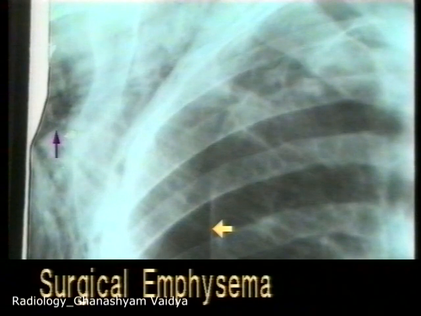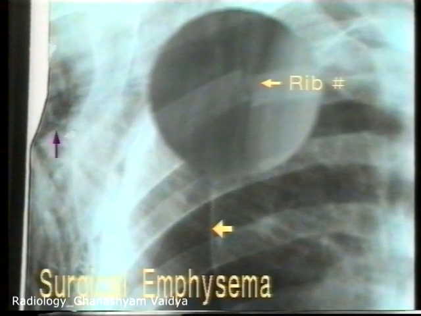The black arrow shows the air delineating the subcutaneous tissues and the muscles. And the white arrow marks the lung border, lateral to which is the radiolucent shadow of pneumothorax. Now a careful inspection of all the ribs will reveal a rib fracture which has caused the pleural injury and air leak.